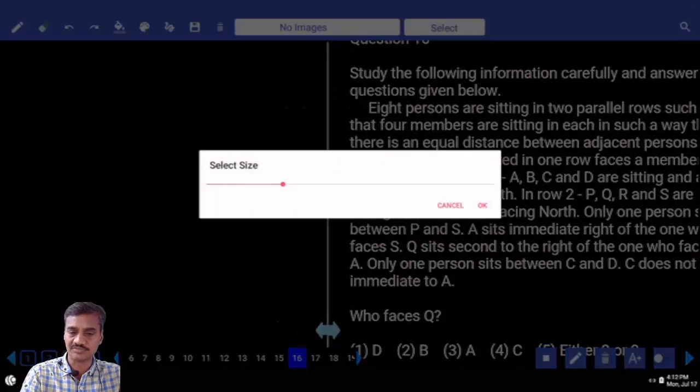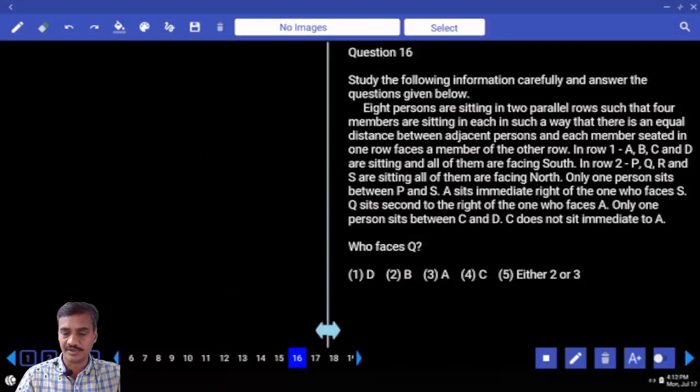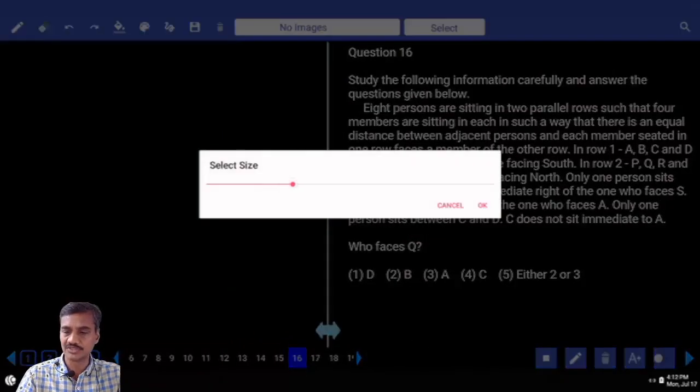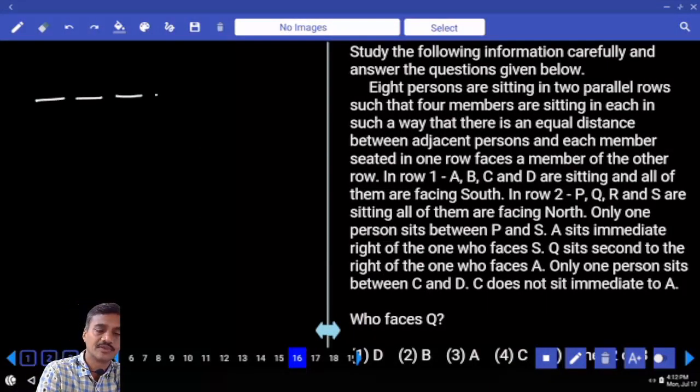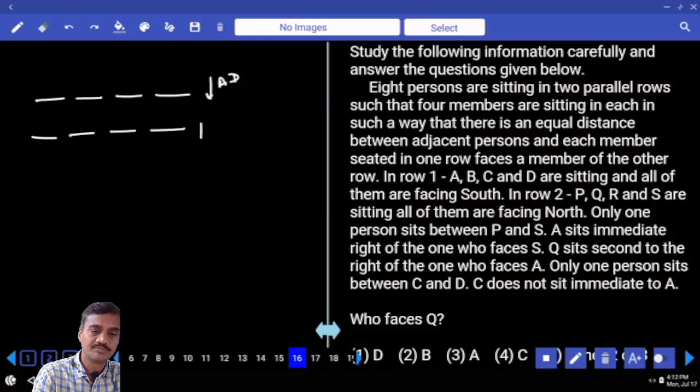Next, question number 16 to 20. Now here, how many persons are there in this one? 8 persons are seated in 2 parallel rows. Definitely under the first priority, only 4 persons in each of these rows. Now A, B, C, D like this. And who are the other persons here? P, Q, R, S like this.